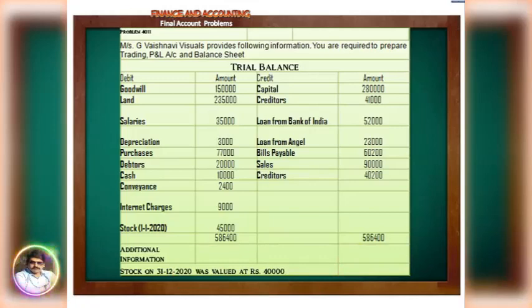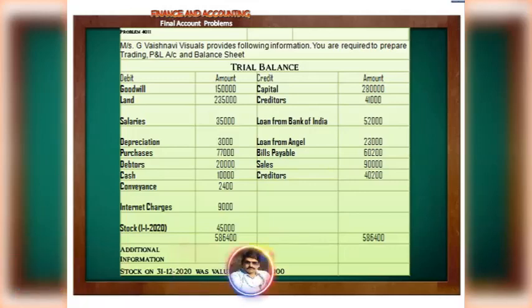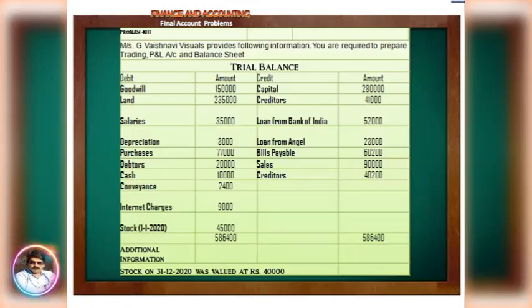Depreciation is a charge on assets, fixed assets like machinery, building, furniture for the regular usage, obsolescence and the wear and tear. Purchases is a pre-production expense. We buy raw material now. Then we have debtors. Debtors are assets. Cash is also an asset. Conveyance refers to here transportation. Then we have internet charges, office related expenditure.